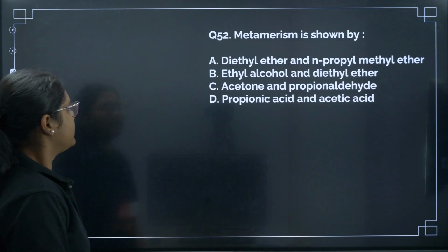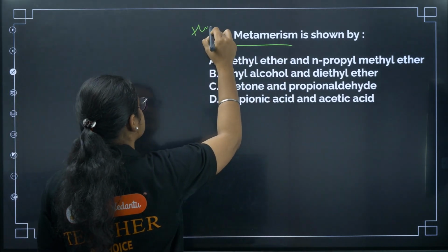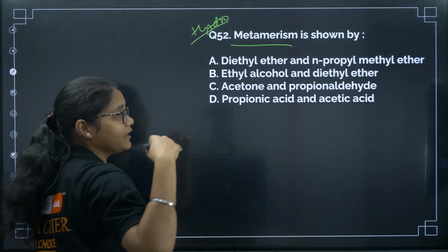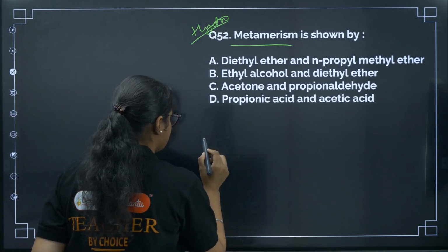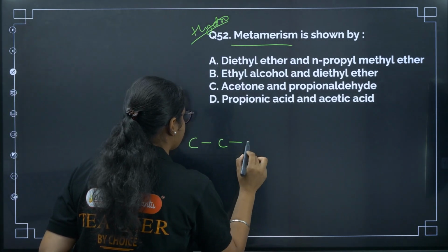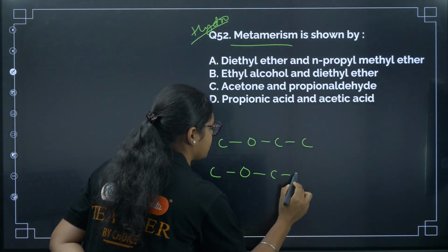Okay. Next question, metamerism is shown by. So this is again from your hydrocarbon chapter, where we learnt about different types of isomers. So what are metamers? For example, in ether, if we have 4 carbons, right, this is one way of writing and this is another way of writing, right?